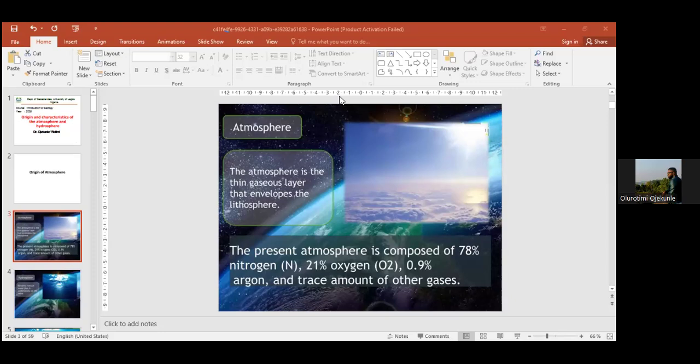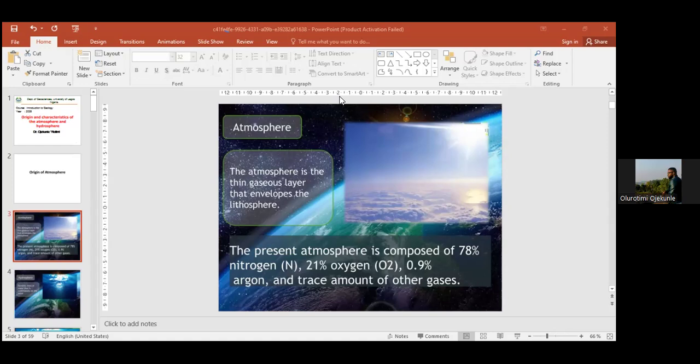So the atmosphere is the thin gaseous layer that envelopes the lithosphere. So when you hear the lithosphere, probably you have been taught the internal structure of the Earth, where they will tell you that the Earth is comprised of the core, and the core is divided into two. We have the inner and the outer core. The layer that follows the core is the mantle, and we have the lower and the upper mantle. Then we talk about the crust. So the crust has the lithosphere and the asthenosphere. The lithosphere is the surface you are seeing, while the asthenosphere is the lower part of the lithosphere and the upper part of the mantle.